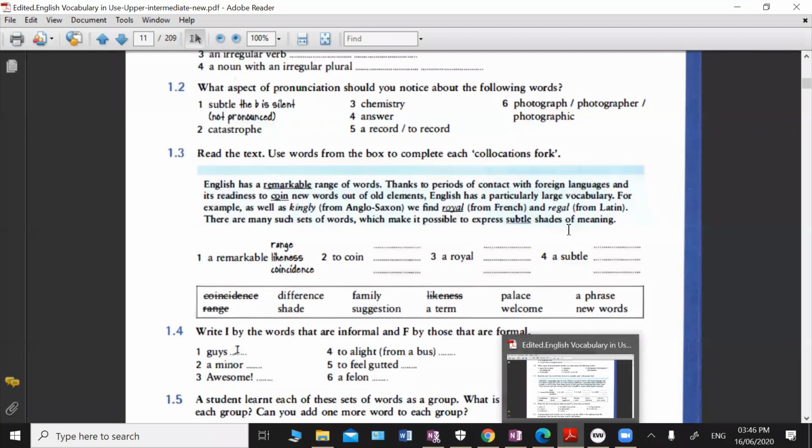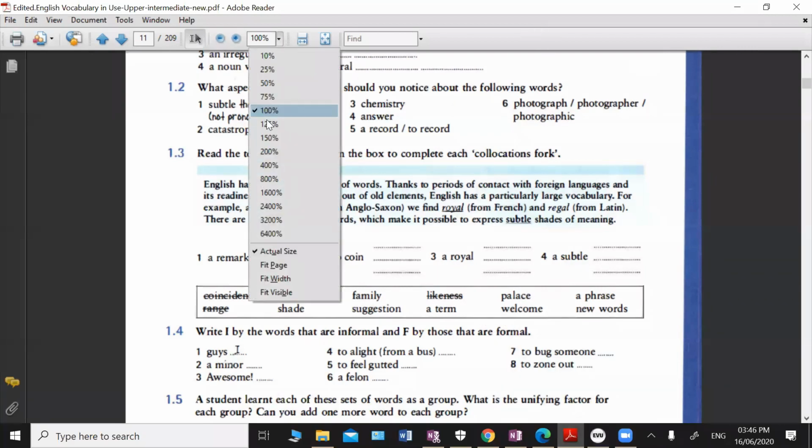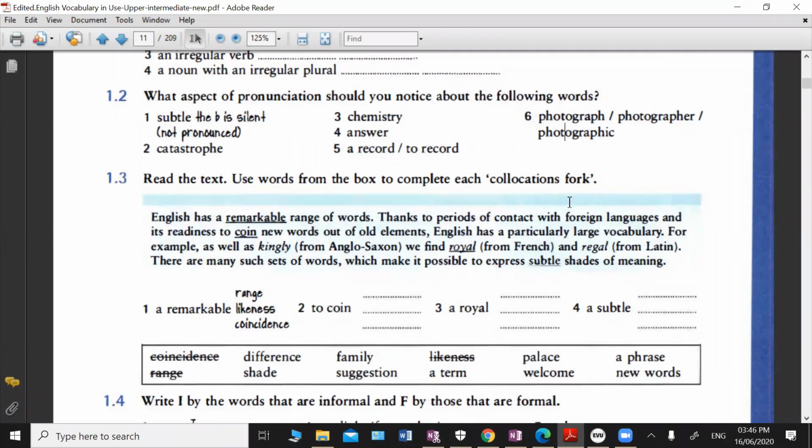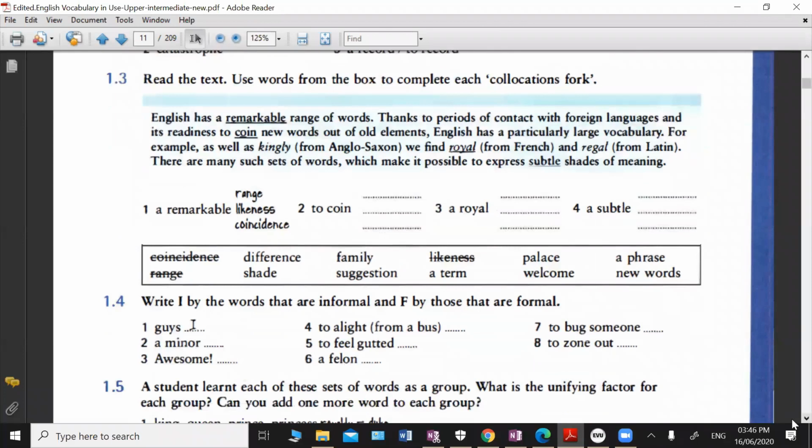Read the text, use words from the box to complete each collocation. Okay, English. Wait, I'll make it bigger in size. Okay, yes, 1.3. English has a remarkable range of words thanks to periods of contact with foreign languages and its readiness to coin new words out of the old elements.